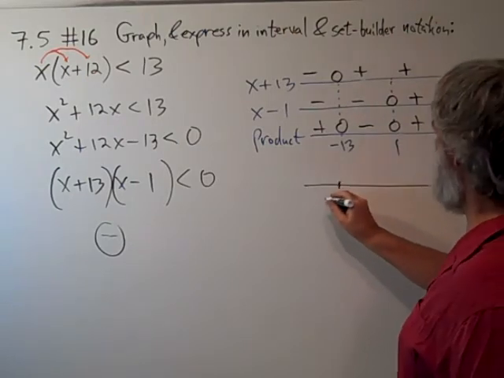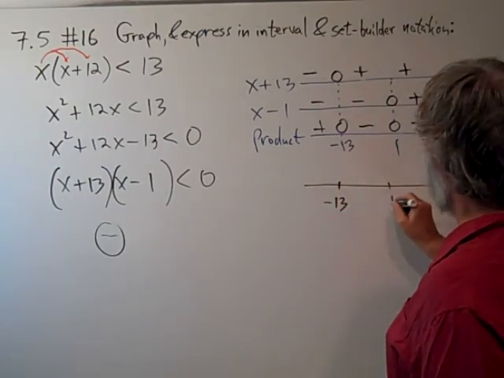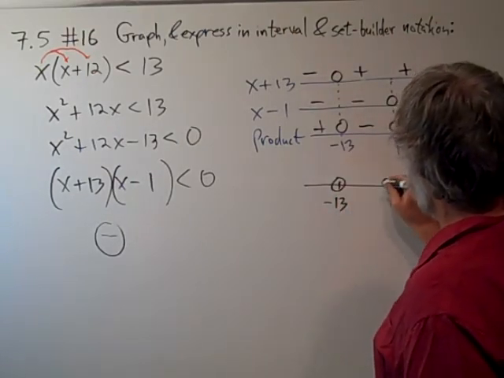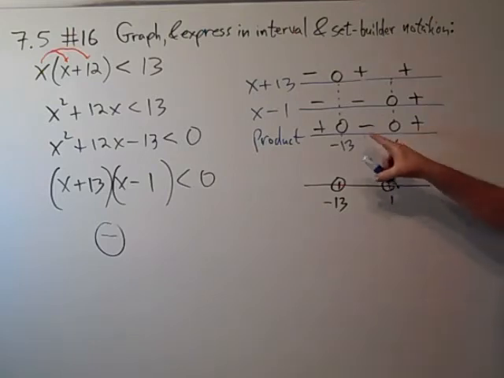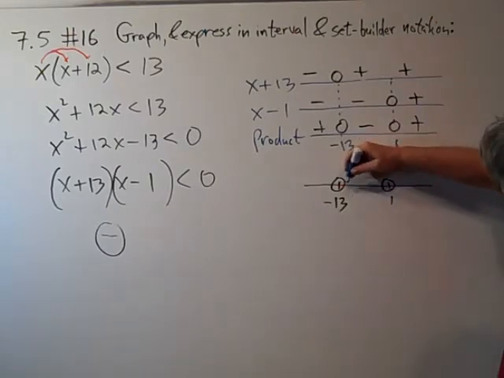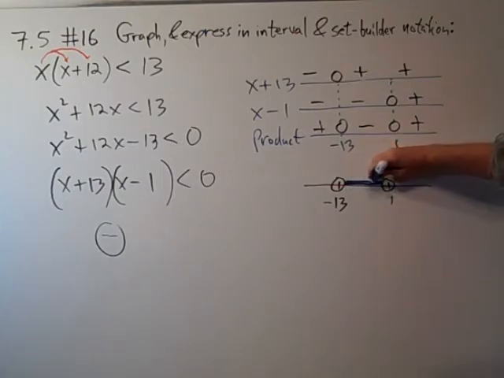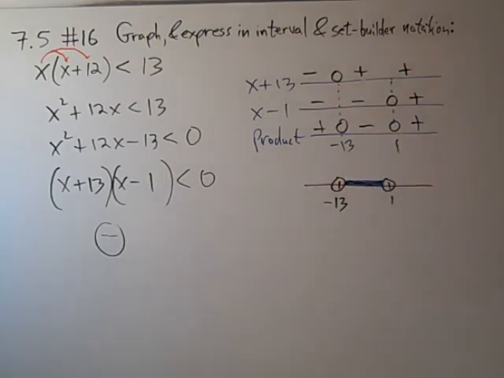To graph the solution set then, put circles around negative 13 and 1. And the negatives are everywhere in between. So the solution set is the open interval consisting of all the points that are between negative 13 and positive 1.